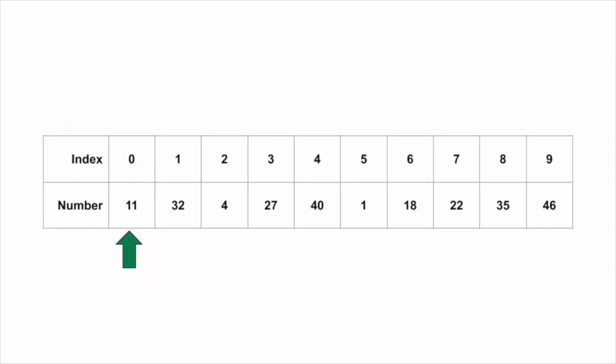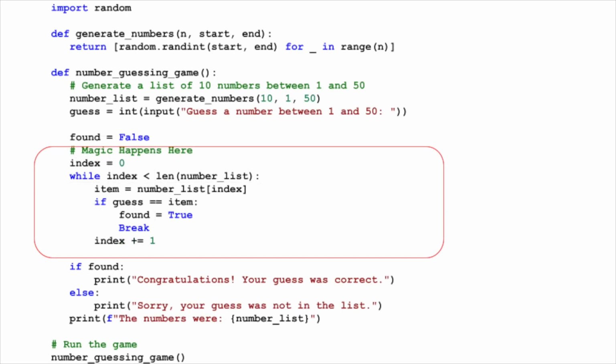In our list, we have 10 numbers. To access the number in a specific position, we can just use the index starting from 0, and then use a while loop to iterate. We start by setting index to 0. This will be our counter to go through each position in the list. The condition for the loop is index smaller than the length of number list. This means the loop will continue as long as index is less than the length of number list. It ensures we don't go beyond the list's range.